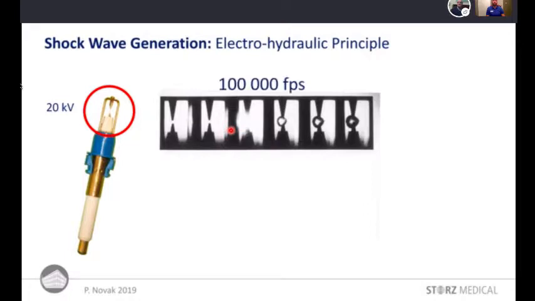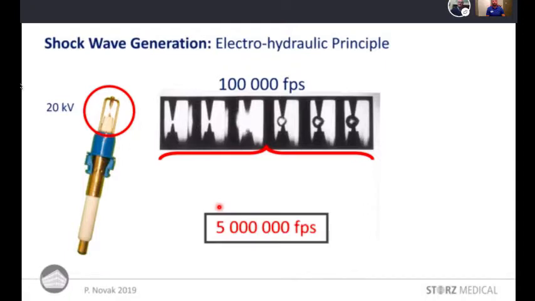And what you see here on the right is a very high speed camera showing 100,000 frames per second, so it's a very fast process. And still, you cannot see the direct generation of shock waves within it. You can even have a higher speed to see it in more detail.